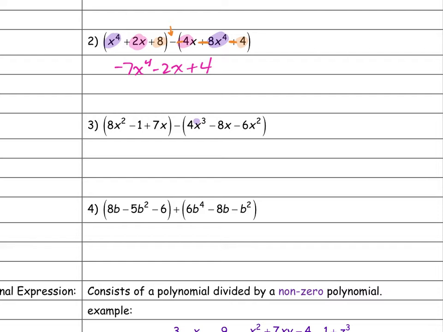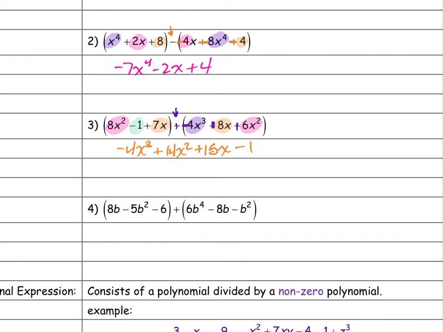Let's see, x to the cubed, x squared, x, and then a constant. Again, I've got a negative here, so that changes all my signs inside. So plus, this is a negative, this is a positive, this is a positive. So I get, let's see, what do I get? Negative 4x cubed plus 14x squared plus 15x minus 1.